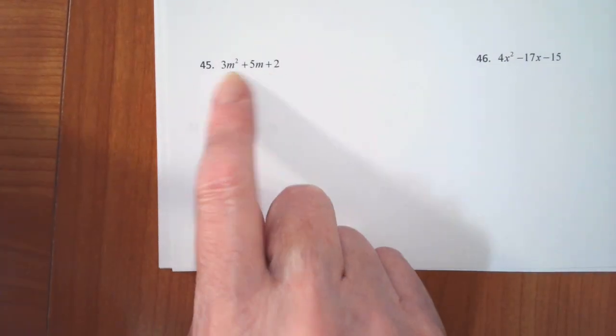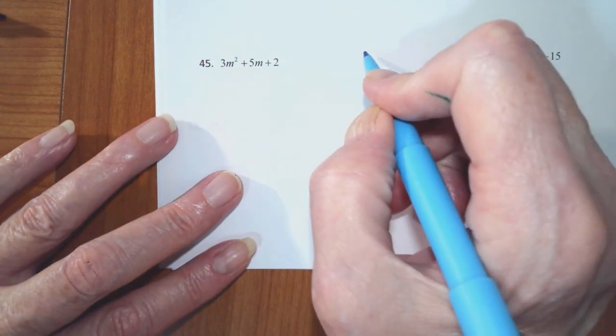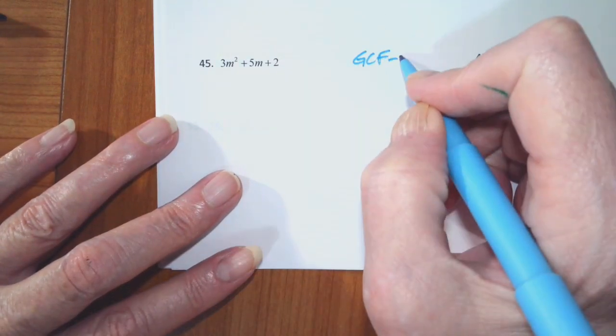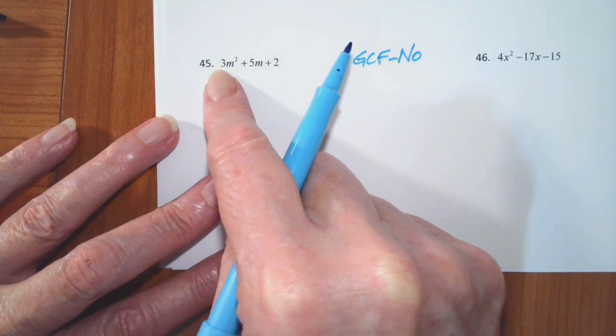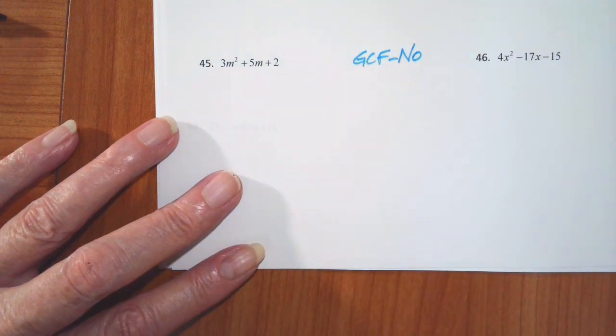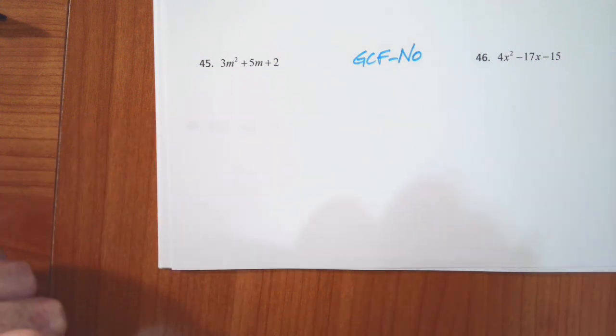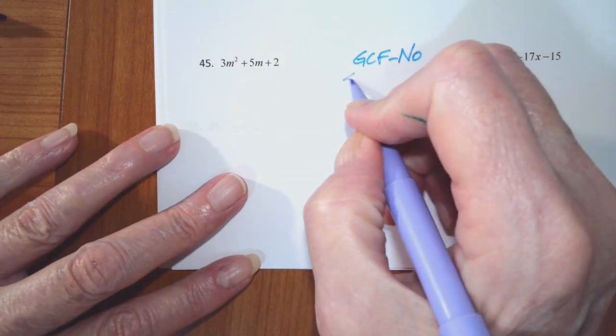Okay, on 45, greatest common factor, three terms, but now I have a leading coefficient that is not equal to 1, which means I have to split and group.